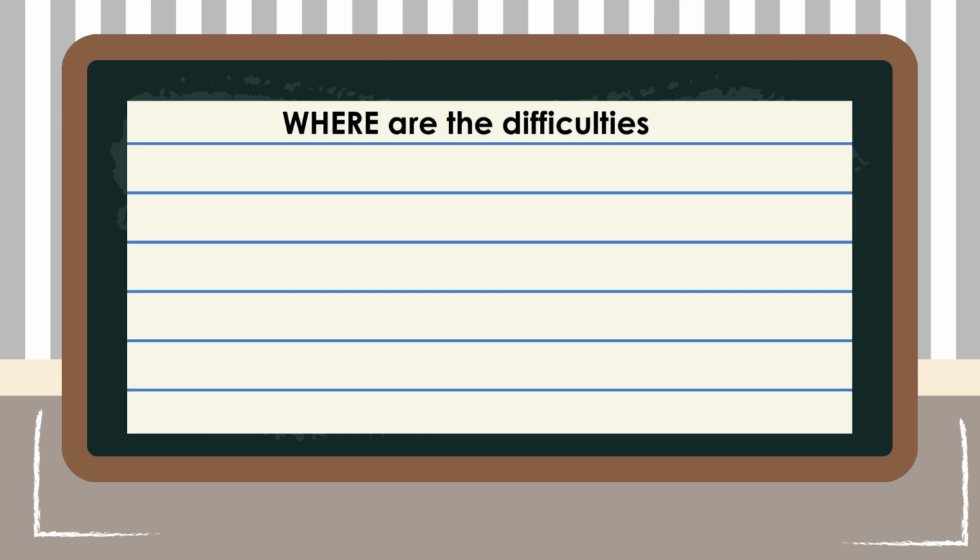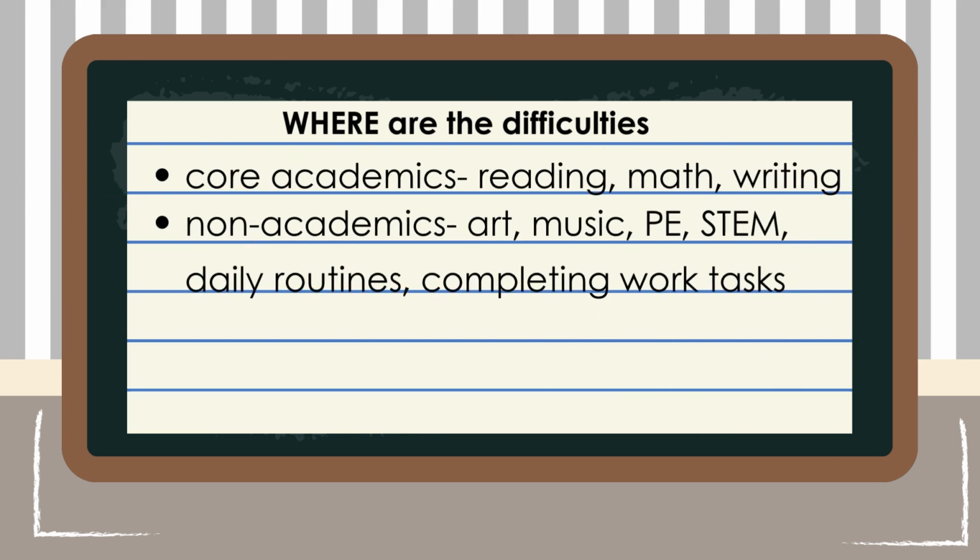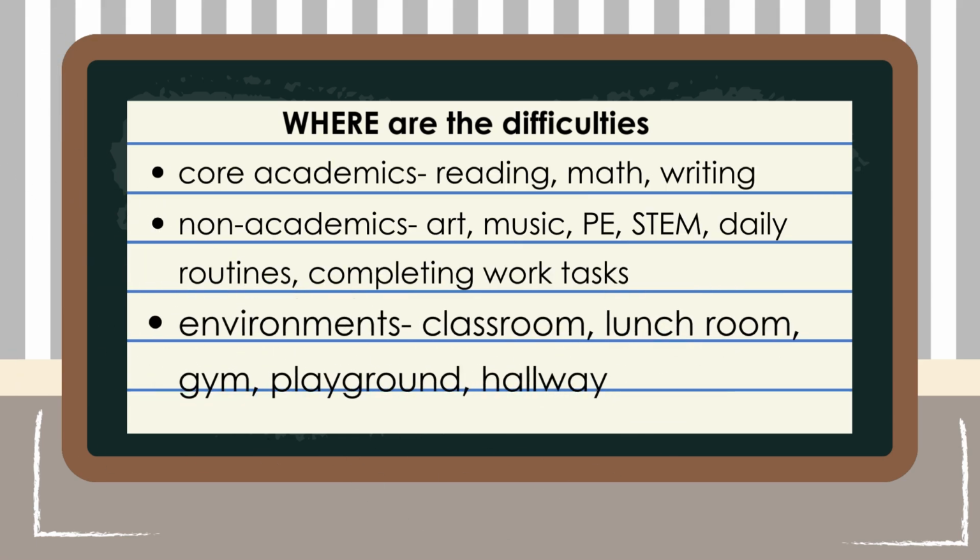We're going with it. Where are the difficulties that the student is experiencing? Is it in the core academics of reading, math, writing, or non-academics like art, music, PE, STEM, in daily routines or completing work tasks? Or is it more environmental? Is the concern in the classroom, lunchroom, gym, playground, or hallway?